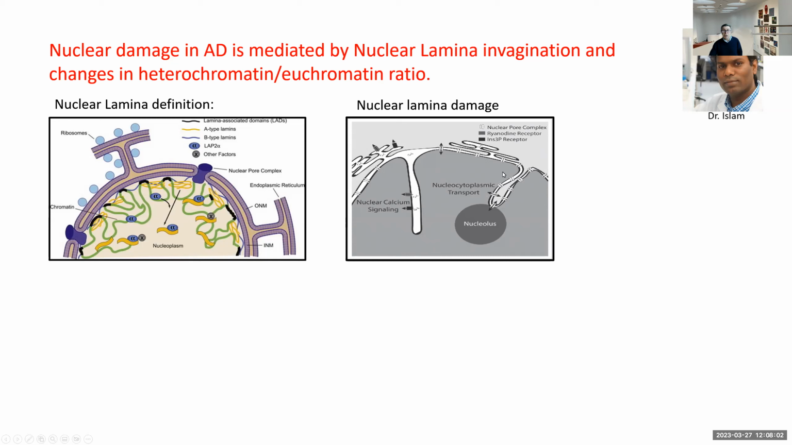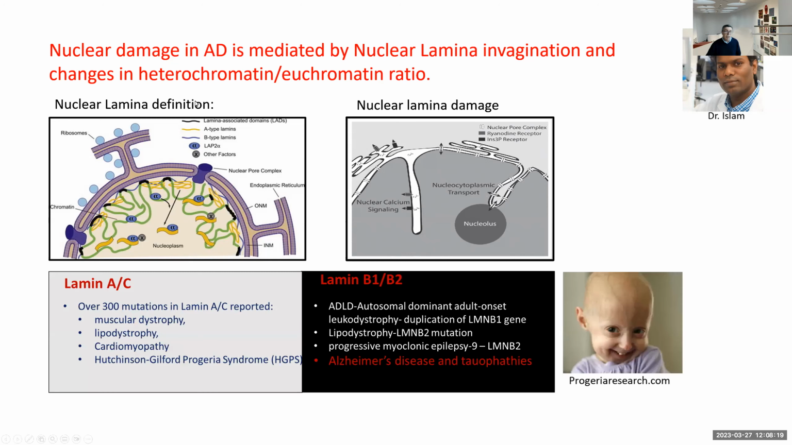As I mentioned, heterochromatin binds with lamins. This invagination also causes decondensation of heterochromatin and expression of new genes. So the components of the nuclear lamina are basically three genes that produce nuclear lamina. Lamin A/C is the alternate splicing of one gene.